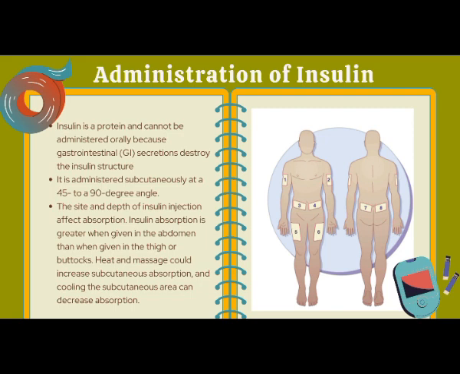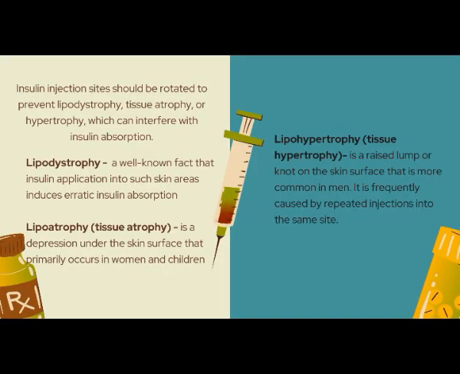The site and depth of insulin injection affect absorption. Insulin absorption is greater when given in the abdomen than when given in the thigh or buttocks. Heat and massage could increase subcutaneous absorption, and cooling the subcutaneous area can decrease absorption. Insulin injection sites should be rotated to prevent lipodystrophy, tissue atrophy, or hypertrophy, which can interfere with insulin absorption.